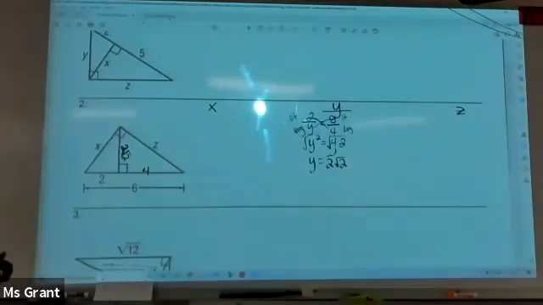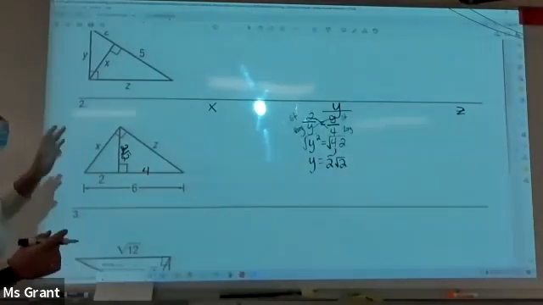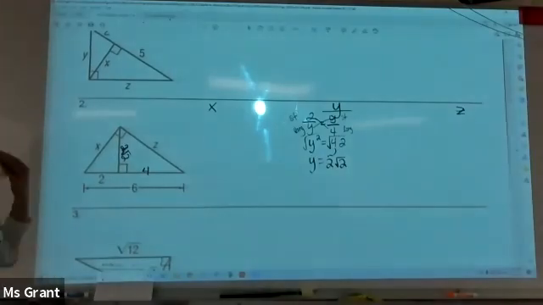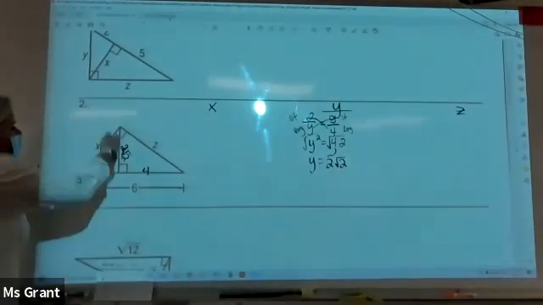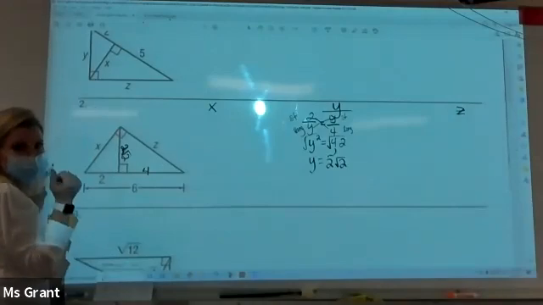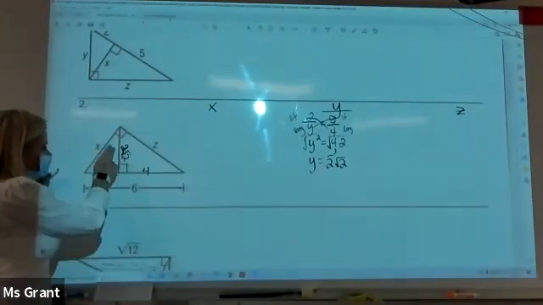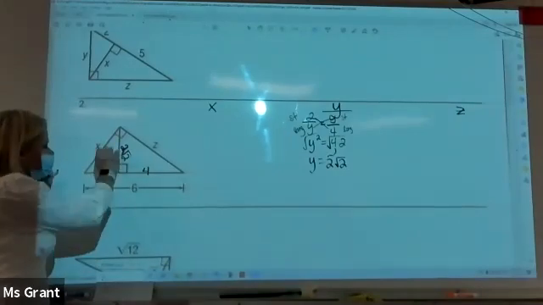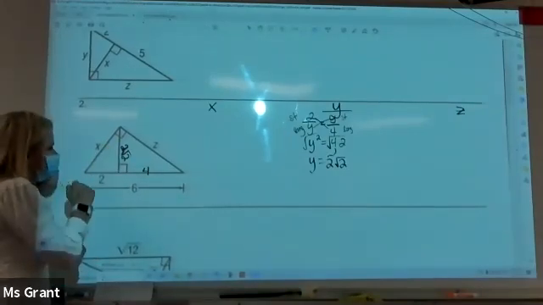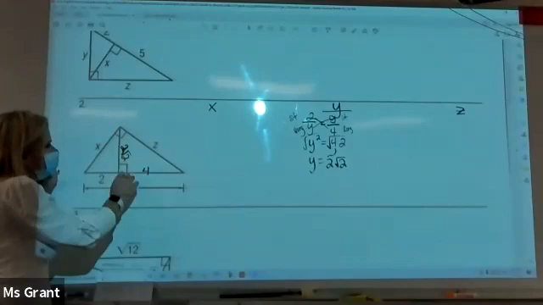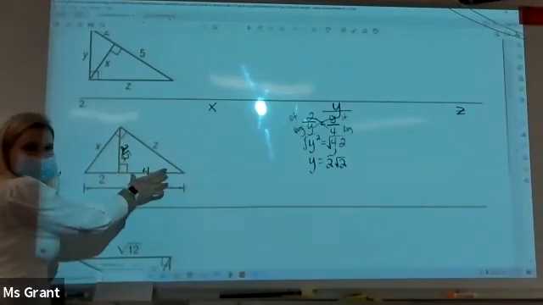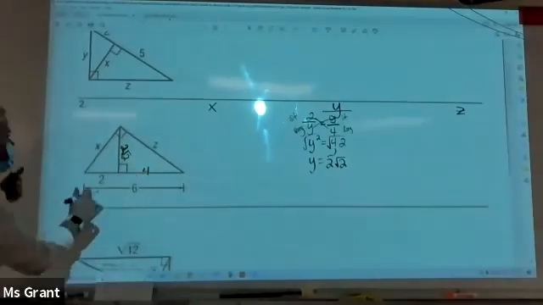Okay, so that's my y value. So my y value was made because it's the altitude, the tall middle line. Part of it, a little piece of the adjacent side over the altitude equals the altitude over the adjacent side. Now let's talk about x.